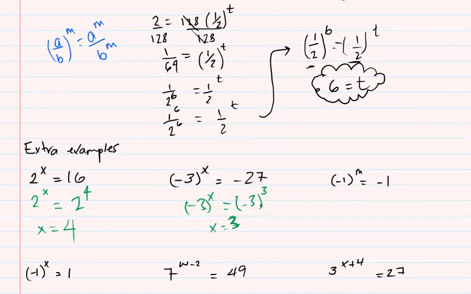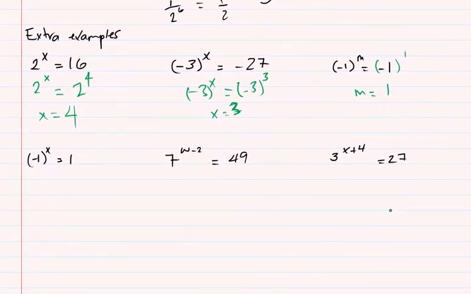Next, negative 1 to the power of m is equal to negative 1. Well, we know that every number is to the power of 1, so negative 1 to the power of 1 is negative 1. Here we have the same bases, which means m is equal to 1. We're going to keep going.